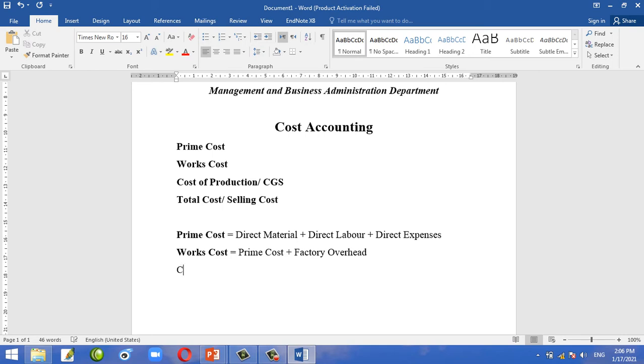The next one is cost of production. Cost of production is equal to works cost plus office and administration cost. So works cost plus office and administration cost is equal to CGS, or cost of production. The last category is total cost.